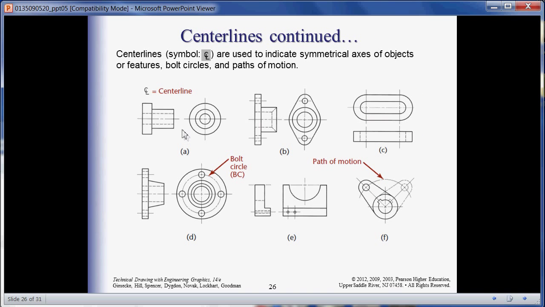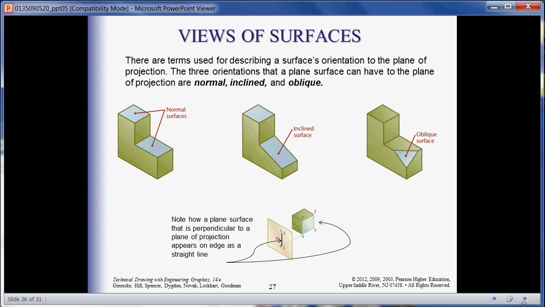Okay? Now here's center lines continued. Most of the time in mechanical drawings you don't have the center line symbol, but in civils you do, and in architecture you do as well. And this is the standard symbol for that. Notice all these center line depictions. So this is a page that I would tag. If you have any questions on how to label center line, you can refer back to this page.